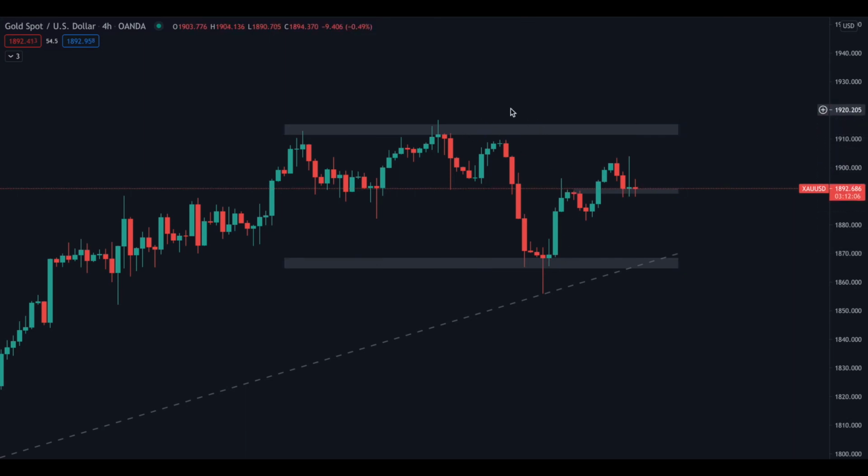Then we had this resistance up at about 1910, and then this midpoint that we briefly spoke about. So now what we're going to do is analyze gold and try and identify what the momentum is saying and what direction the pair could be moving in due to that momentum.